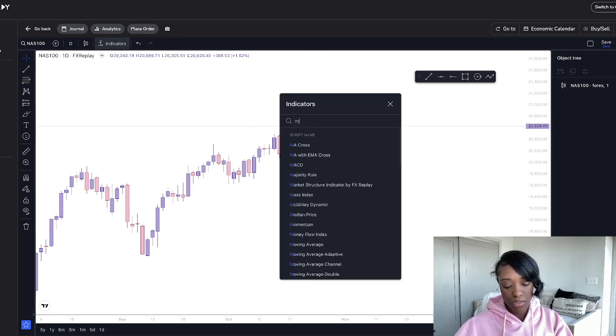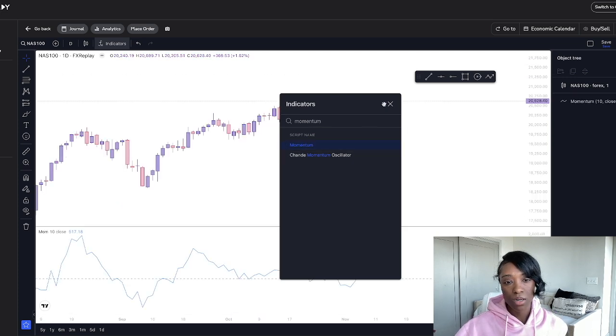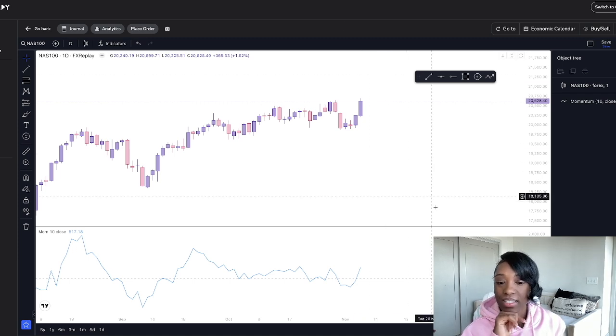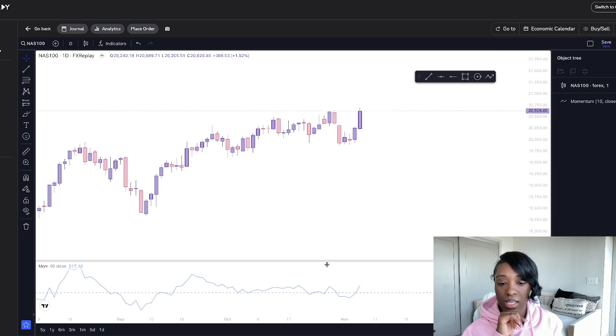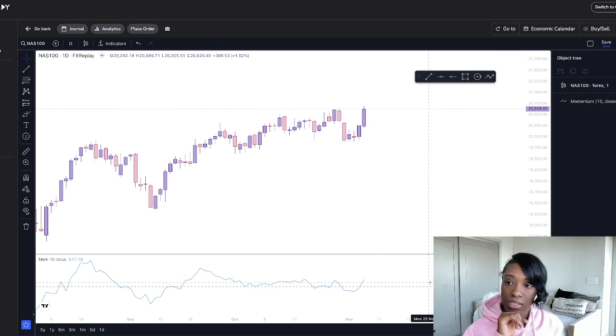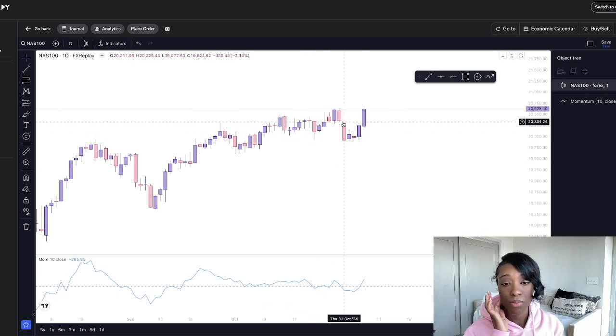Indicators. I like the momentum indicator. I just recently discovered it from a book that I was reading called Trend Trading for Dummies, and it doesn't lag in my opinion. So basically, if it's above 0, it's buying. If it's below 0, it's selling. It's pretty consistent. As you can see right here, NAS has been buying for a while now. We are currently at all-time highs.